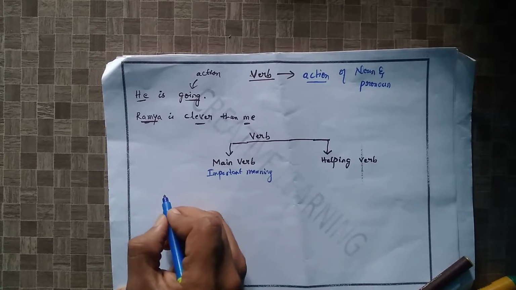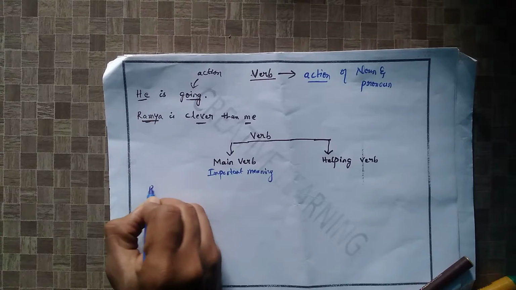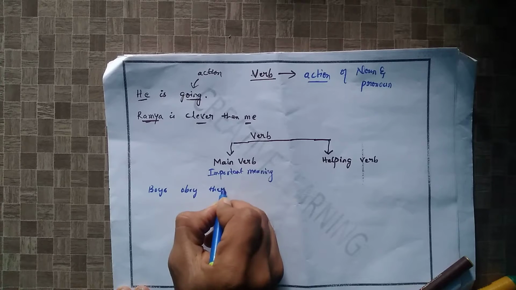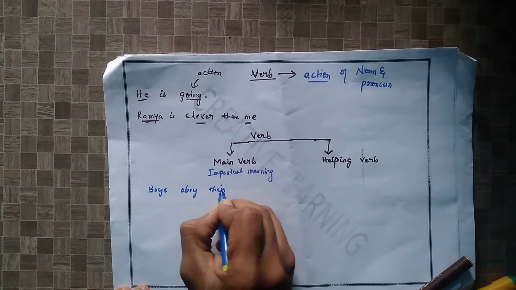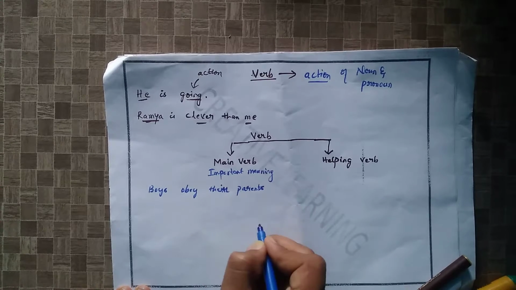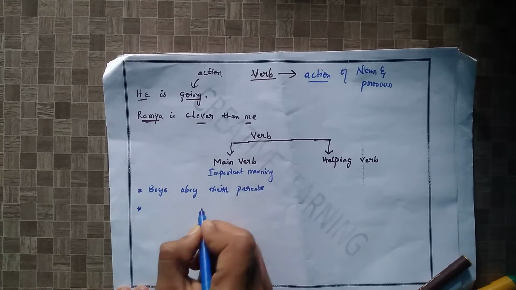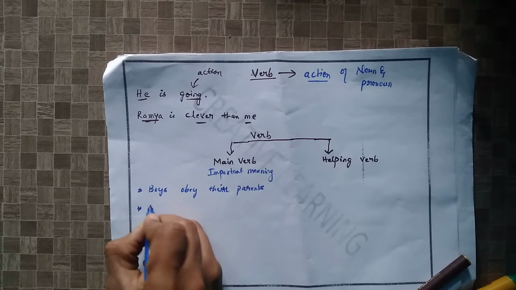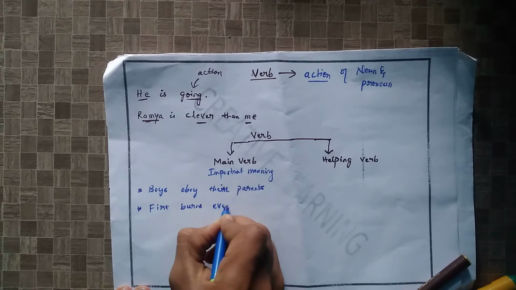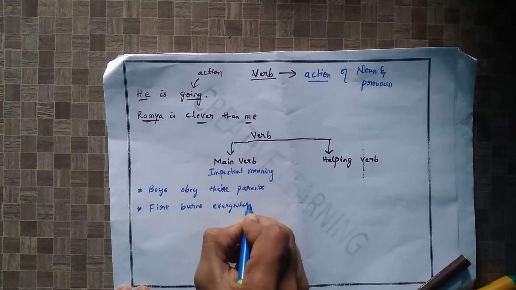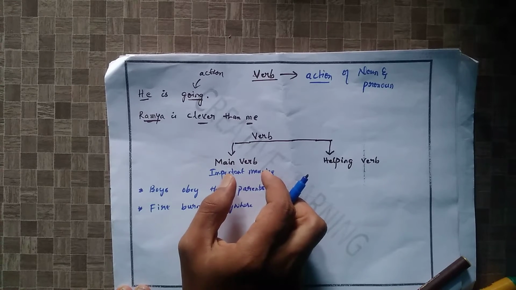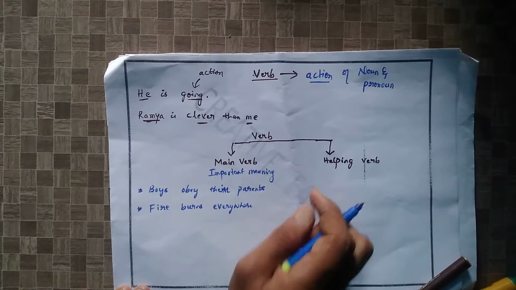For example, boys obey their parents. Next example is fire burns everywhere. Main verb means it carries an important meaning to the sentence.